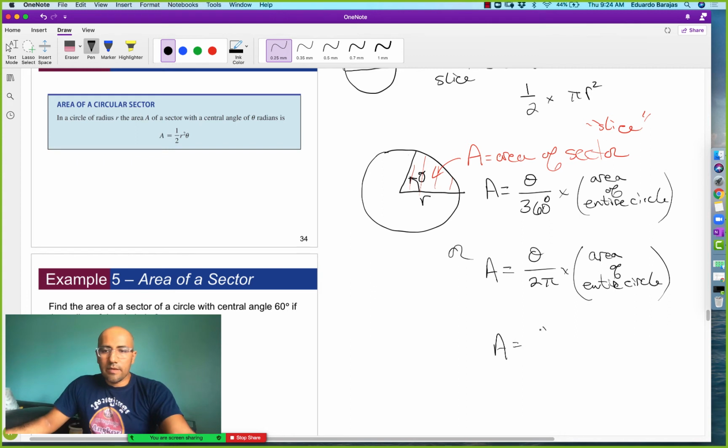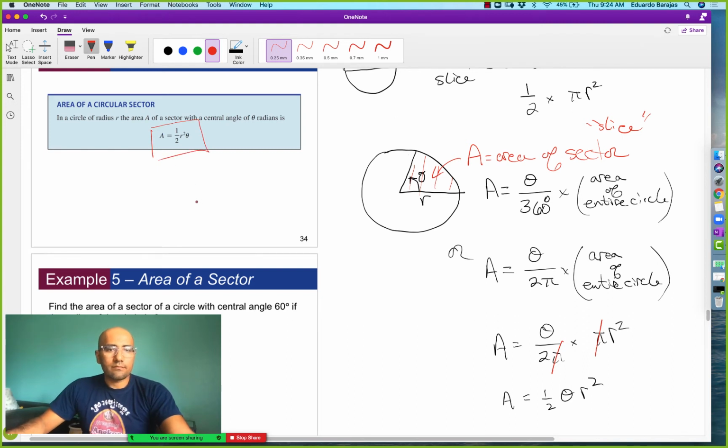So A is going to be equal to theta over 2 pi times the area of the entire thing, which was pi r squared. So now the pi's cancel, and we're left with A equals 1/2 theta r squared, which is where they get this formula from. Right? That's what this is. So again, this is assuming that theta is in radians, because that's how we can get this to cancel.